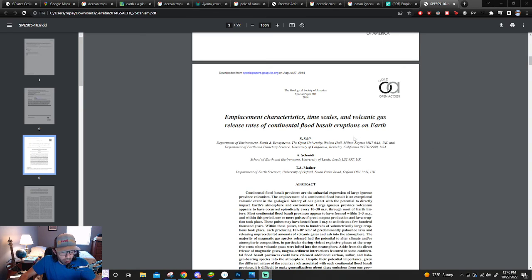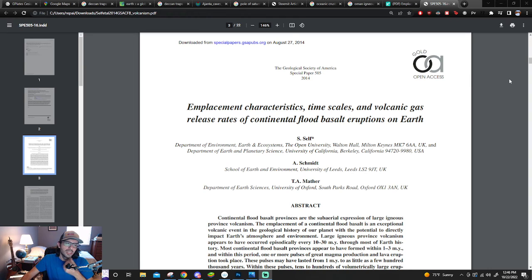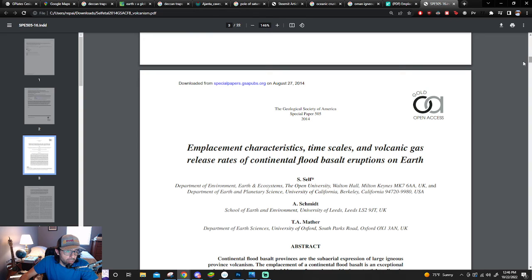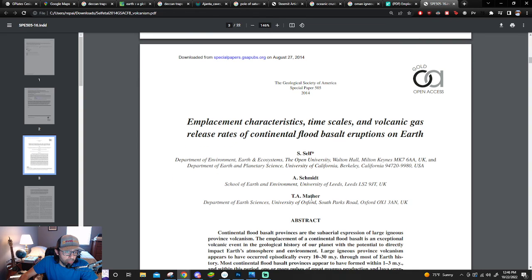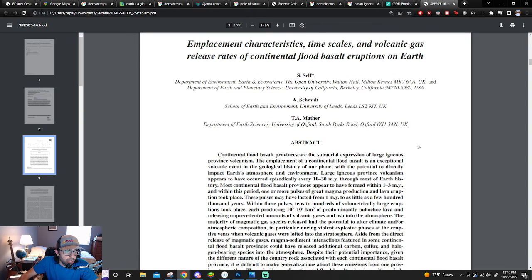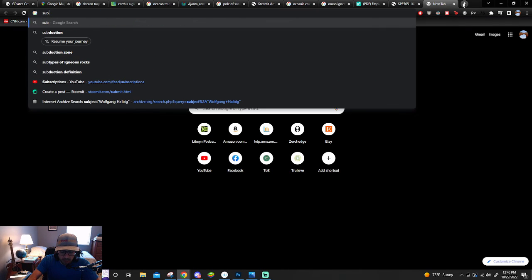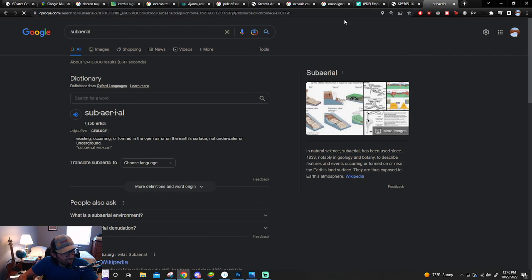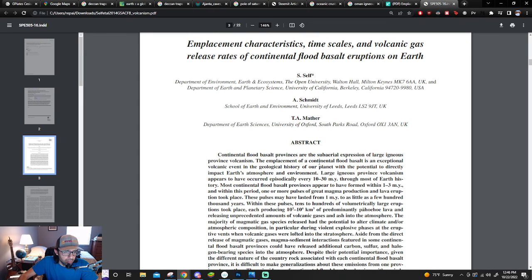Since they are kind enough to share, gold open access, cool. Geology, Geological Society of America, Self, Schmid, Mather. Continental flood basalt provinces are the subaerial expression of large igneous province volcanism.